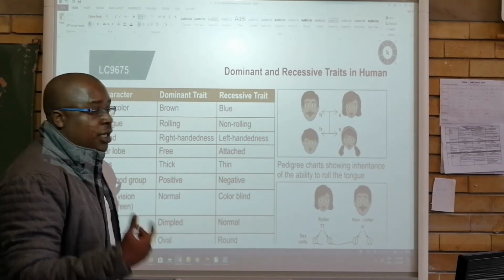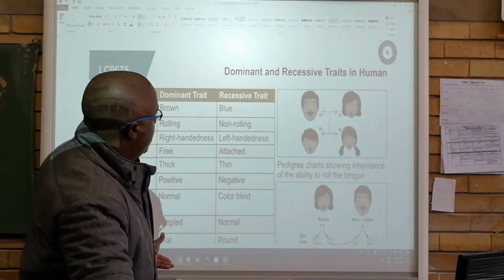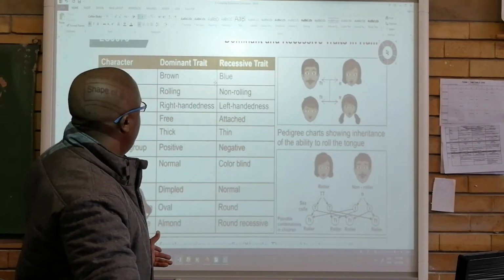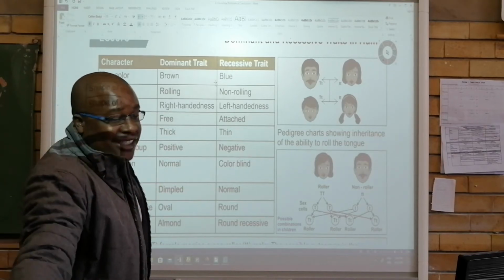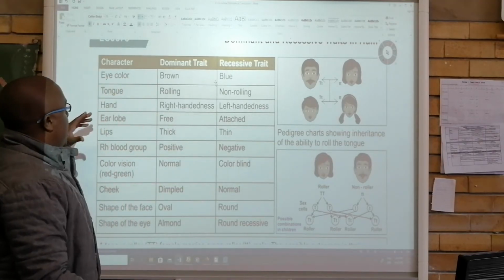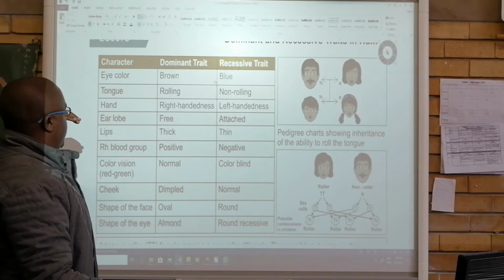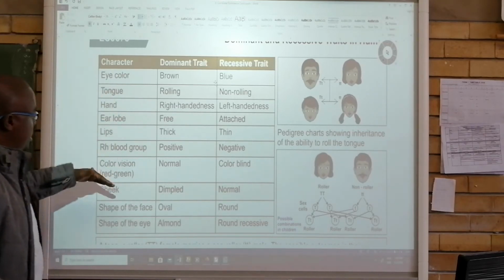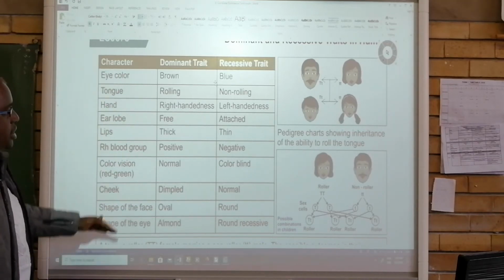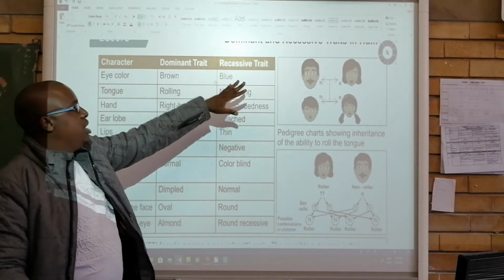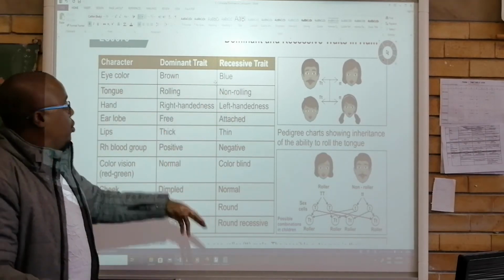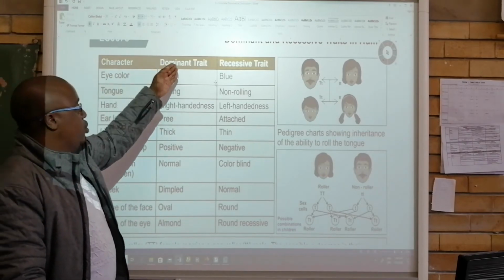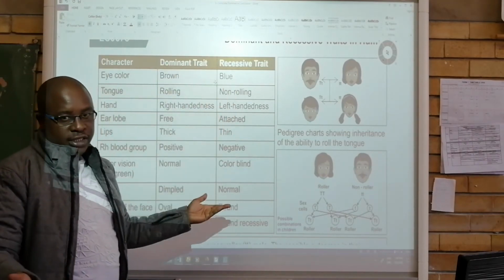Just for your curiosity. Listen, I'm passionate about my subject, and I'm hoping that you're here because you're passionate about it, or you want to pass, whichever. Wanting to pass creates the passion. But anyway, now, look at this. These are different characteristics in human beings. And then these are the dominant and the recessive traits of each characteristic. So for example, eye color: brown is dominant over blue, which is the recessive.